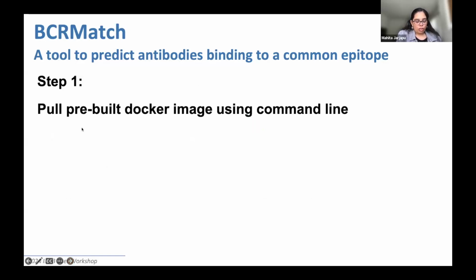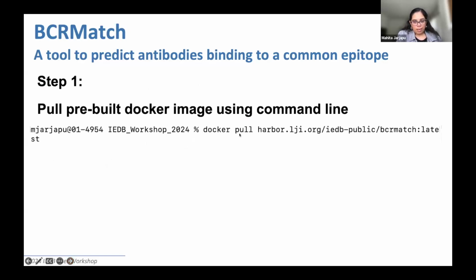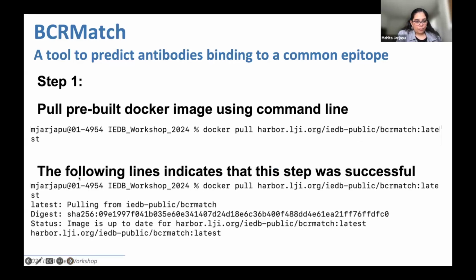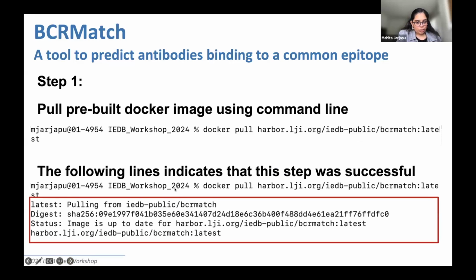So the first step is to pre-build the Docker image using the following command line. This is the command that I use to build the Docker image from the server, with a pretty latest version of the BCRMatch server. The following line indicates that the build was successful. When you execute the command, these are the lines that will appear, and here you can see the status says it is up to date for this web server.